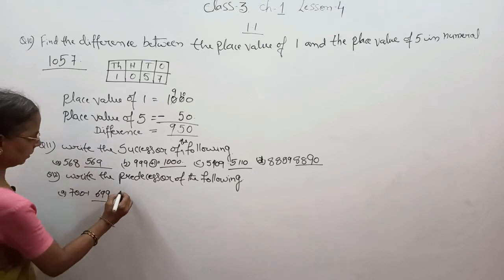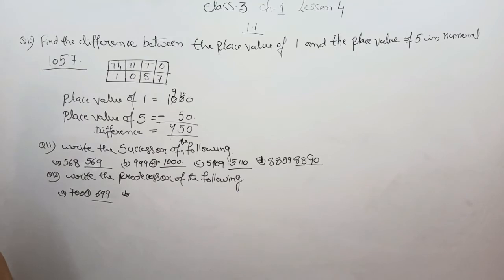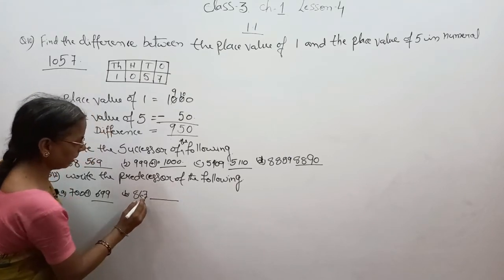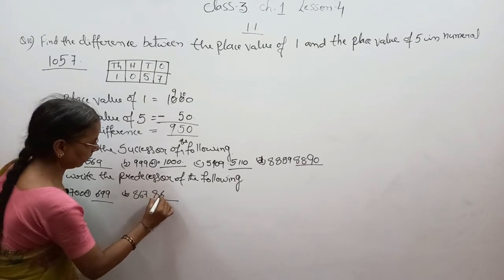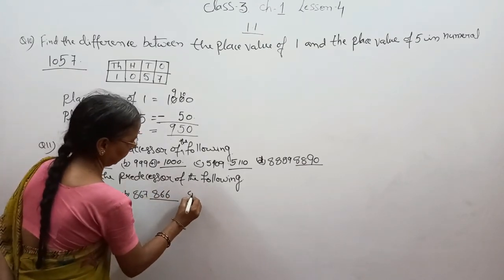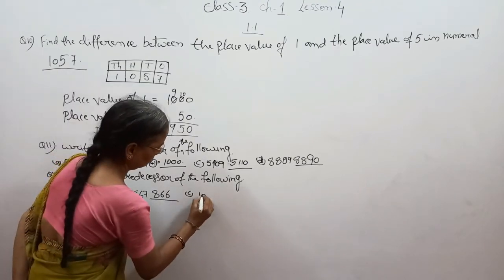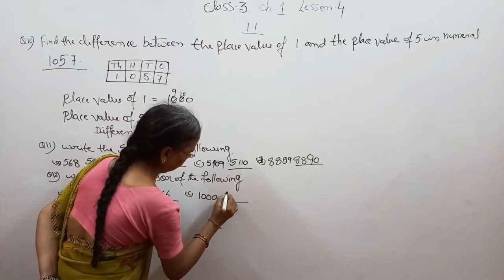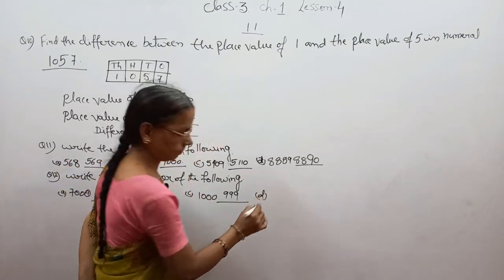Question number 1, 700. Before that we have to minus 1, we get 699. And second one, 867. Here we minus 1, that is 7 minus 1, 6. Then 866. Again 1000. If we minus 1 from 1000, then we get 999.